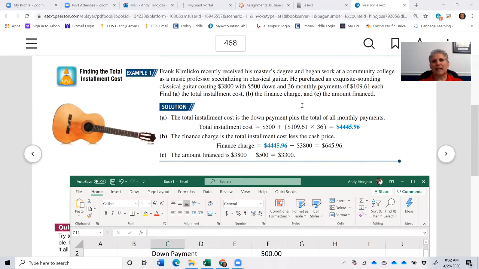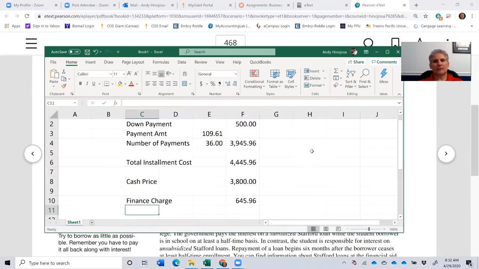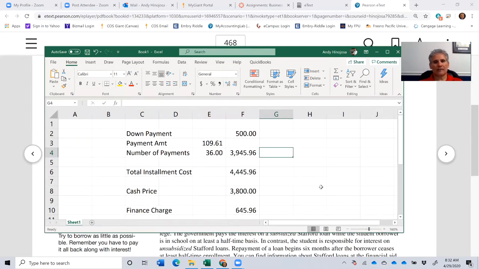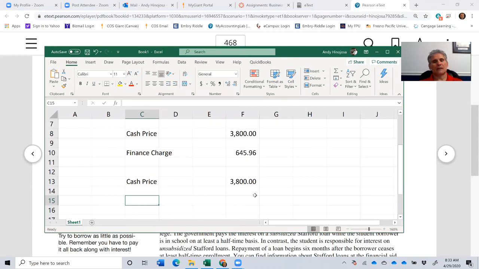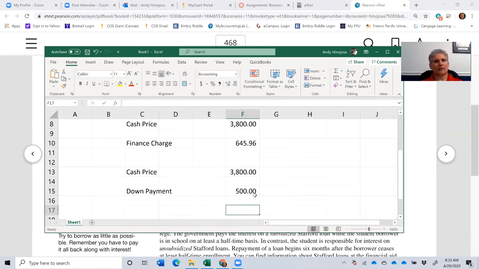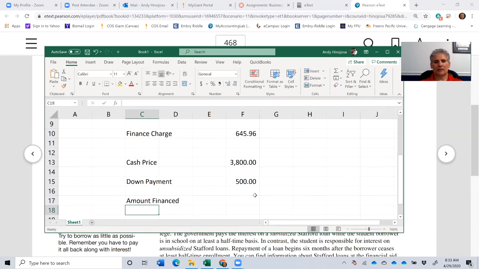$645.96. And the last question is, what was the amount financed? The amount financed would be the total cost, or the cash price, and we subtract the down payment, which was $500. So the amount financed is the difference, $3,800 minus the $500, and that means he financed $3,300.